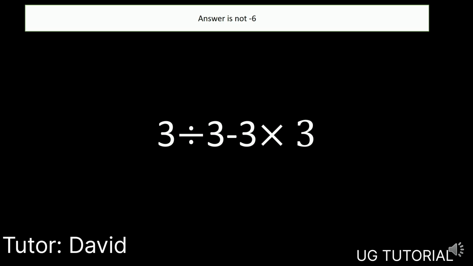So let's solve the question displayed on the screen. We're being asked to find the answer of 3 divided by 3 minus 3 times 3. Okay, and some of you may go ahead and solve this question and get minus 6. You are wrong because you did not follow a certain principle.